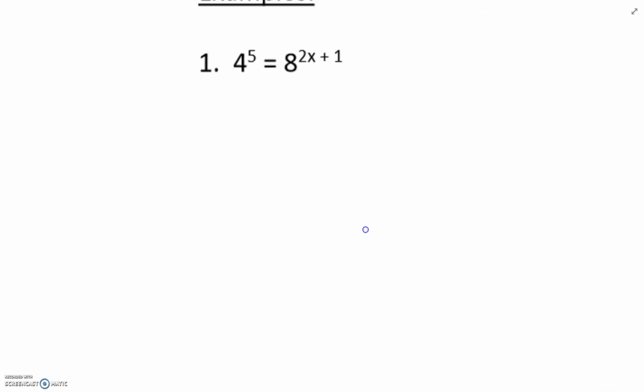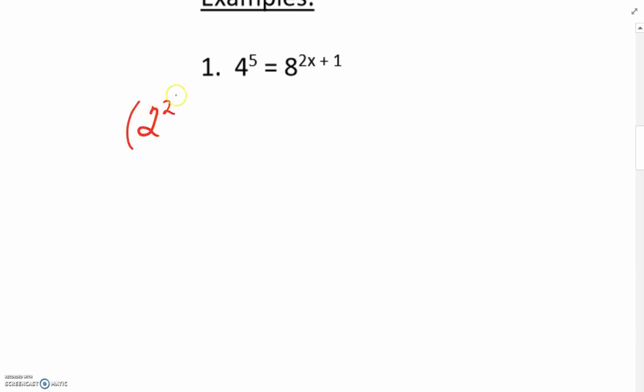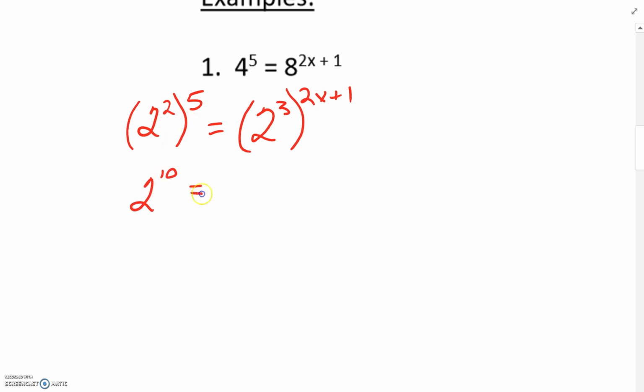Let's see if I can make this bigger. Here we go. So we have 4 to the 5th equals 8 to the 2x plus 1 power. I want to try to make the same base on both sides. So I'm going to rewrite that 4 as 2 squared, and I'm going to rewrite the 8 as 2 cubed. And then we know that when we raise a power to a power, we just multiply the powers. So that's going to be 2 to the 10th equals, and over here, also multiply the powers, distribute that 3. So that would be 6x plus 3.